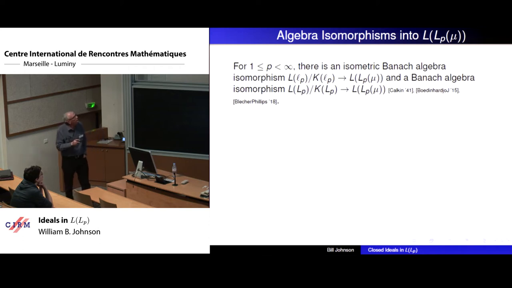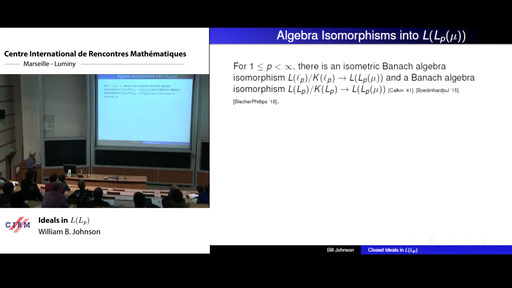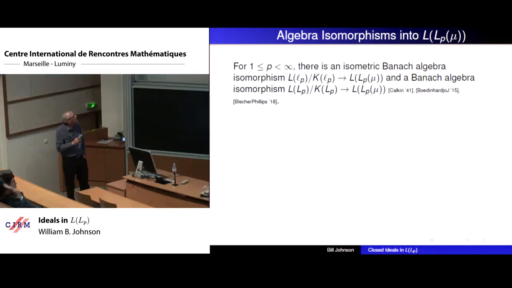So this was proved by Calkin for P equals 2. You could argue that his proof can carry over to the case of little LP. It turns out that it's also true that you get a Banach algebra isomorphism from capital LP. We don't know this Banach algebra isomorphism is isometric in the case of capital LP, however. It doesn't follow from the proof, and this doesn't really follow from Calkin's work.